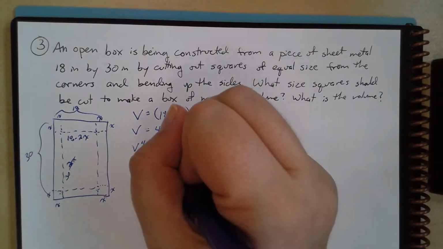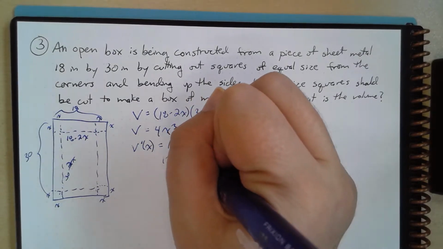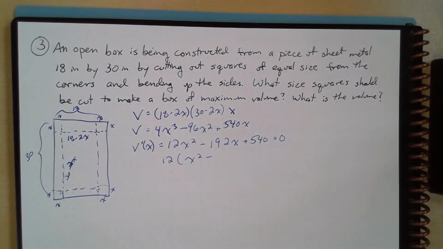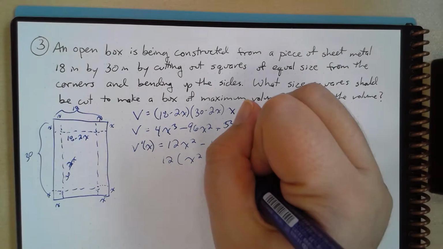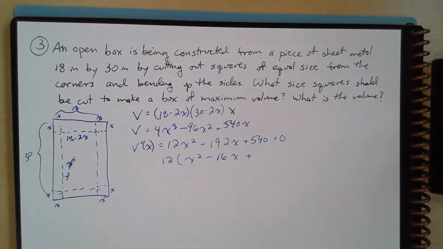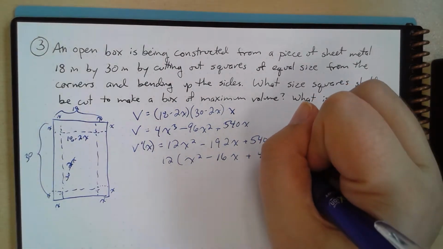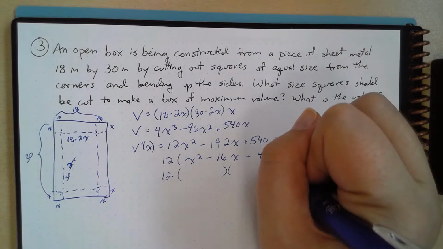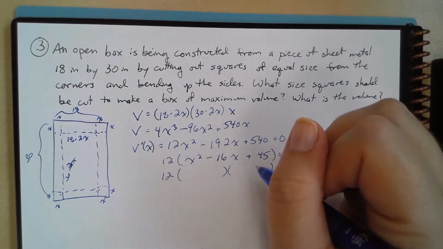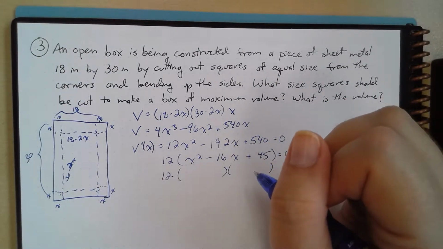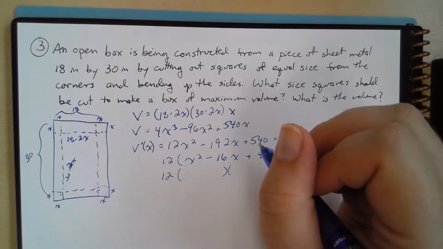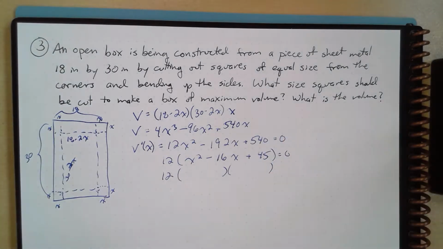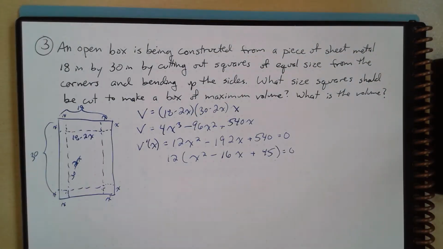I can factor out a 12. So I get x squared minus 16x plus 45. Oh, this is interesting. So I think I'm going to have 9 and 5? That doesn't make sense, does it? One second, I've got to pause here. It won't factor, so we have to complete the square.